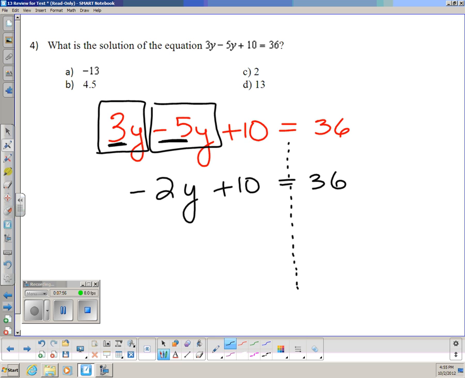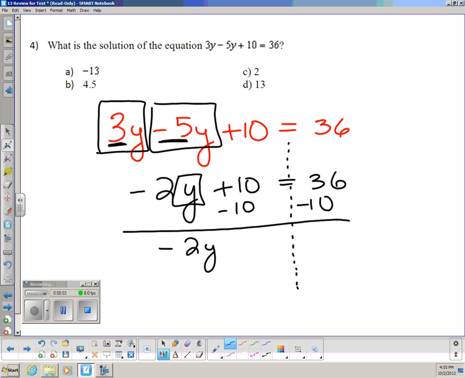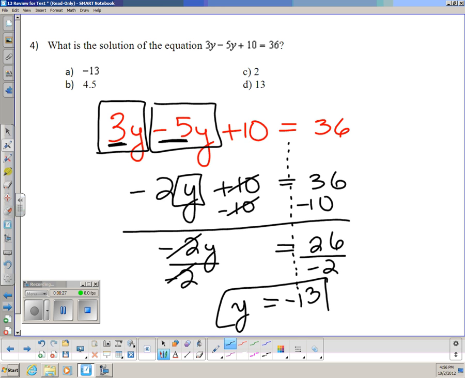You want to get y by itself, so I will subtract 10 from both sides. I have negative 2y. These 10 and negative 10 become 0, so effectively they, quote, cancel, equals 26. And I will divide by negative 2 on both sides, because negative 2 and y are being multiplied together. And 26 divided by negative 2 is negative 13. And the negative 2s divide and become a 1. And 1 times y is just y. So y is negative 13. Choice A.